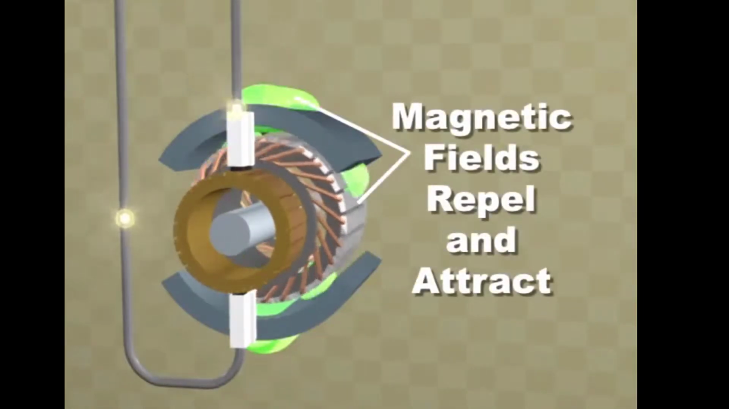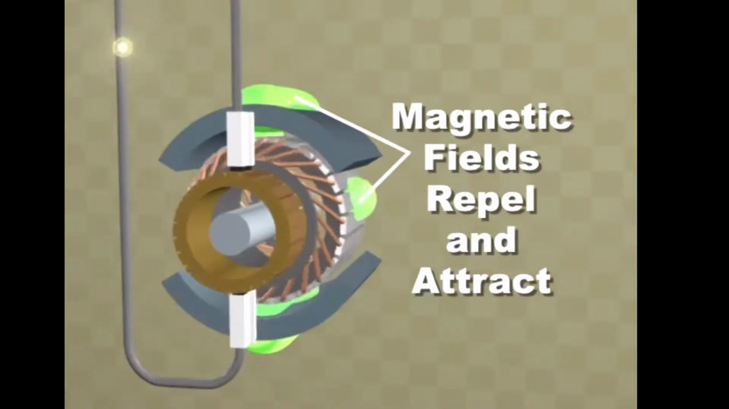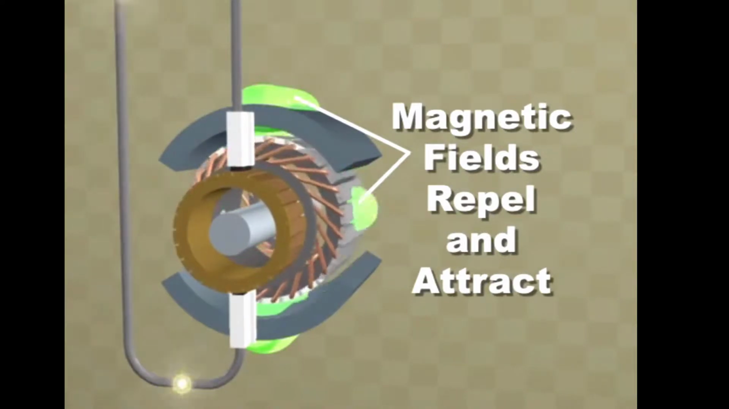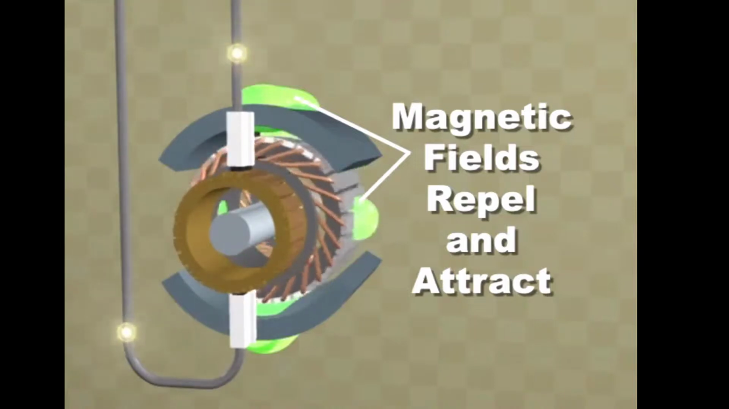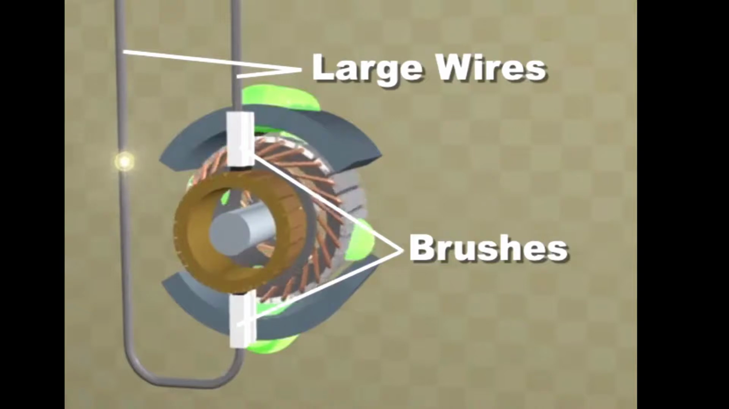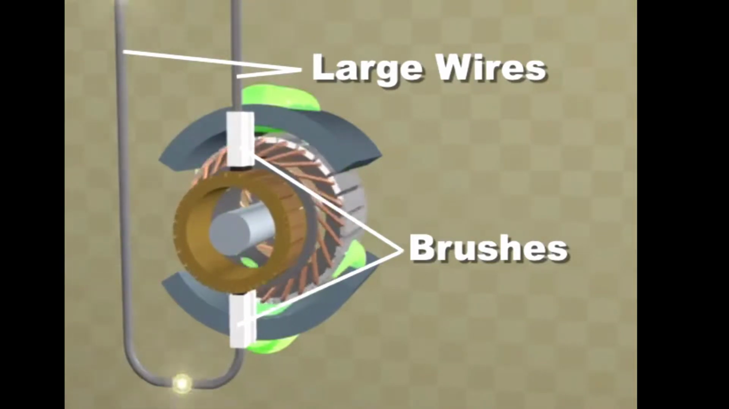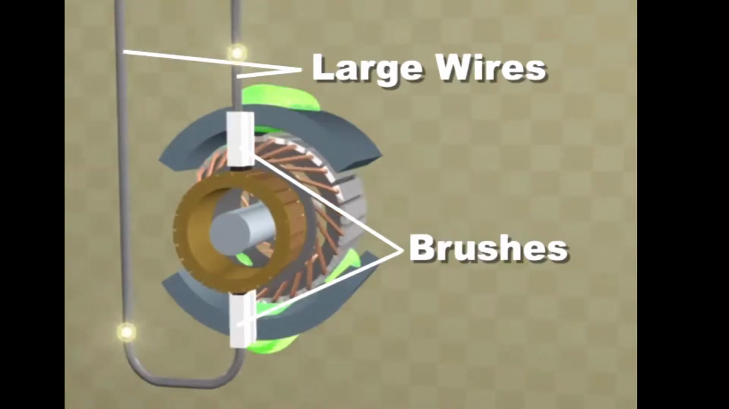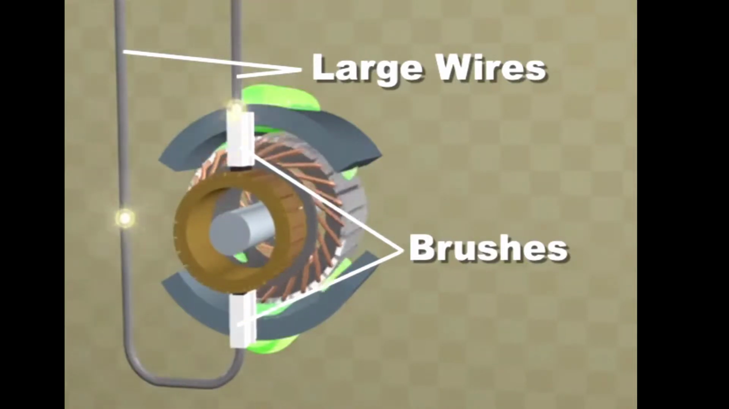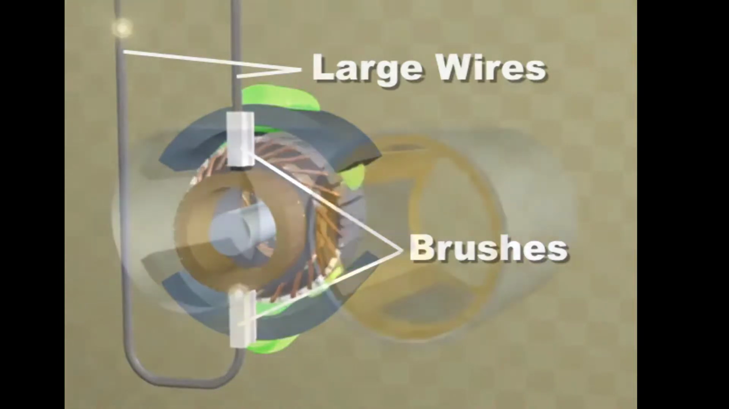This animation shows field coils mounted in the center frame. They produce a strong magnetic field, which repels and attracts the magnetic fields produced around the armature. Note the large wires that feed current into the starter brushes. Approximately 100 amps can be fed into the starter when energized. This high current produces a strong magnetic field, which is powerful enough to spin the engine crankshaft.